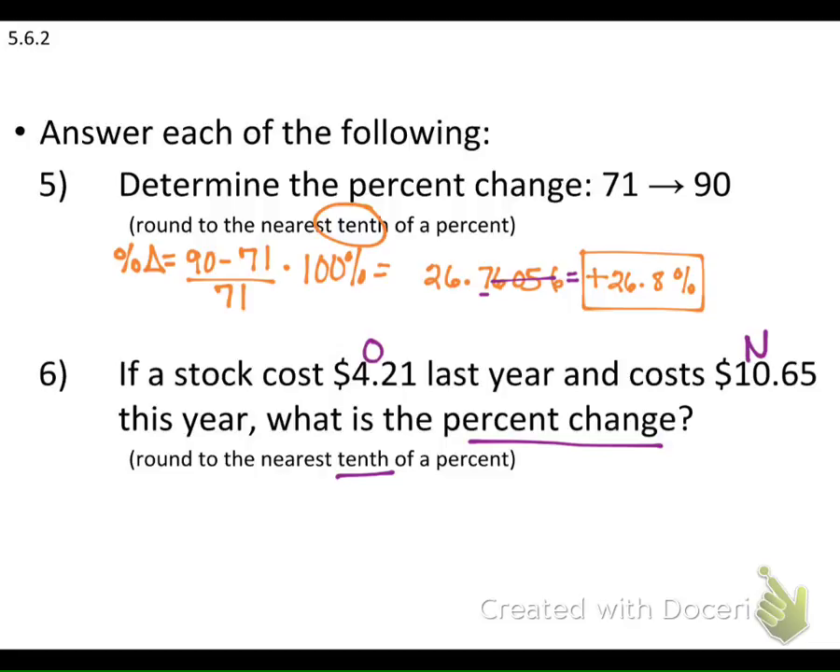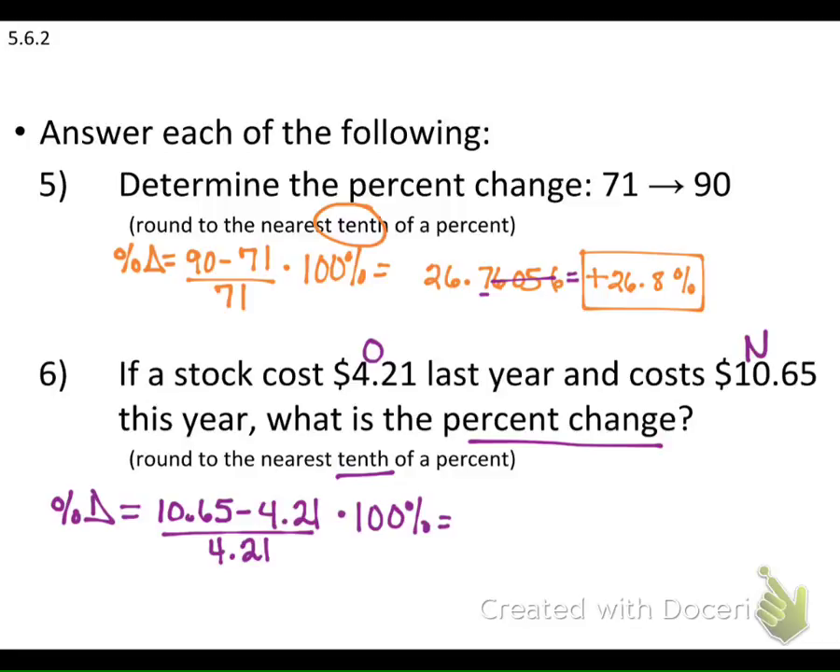Okay, so on your test, I'm going to look to see that you set up your problem with the percent change sign. Then my new, you guys said, was 10.65 minus my old, which is 4.21, divided by what number do I divide it by? 4.21, because that's my old. Times 100%. Good.